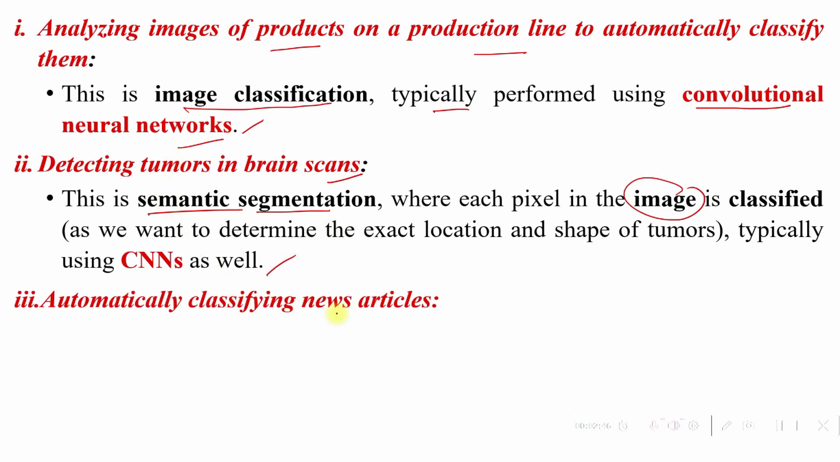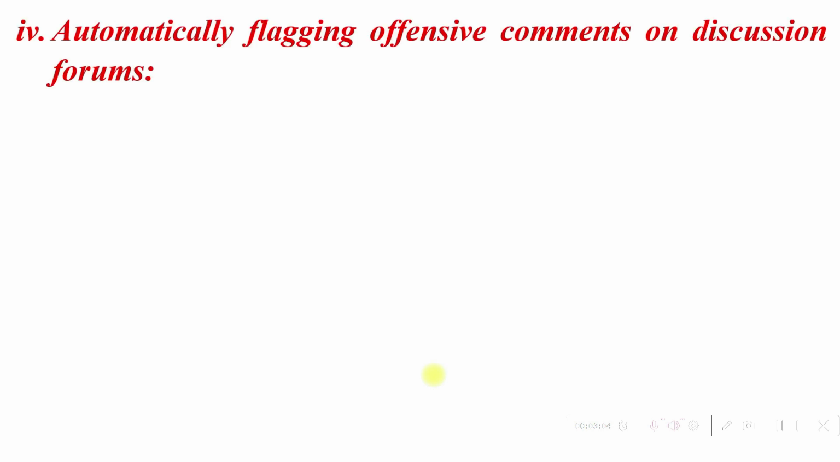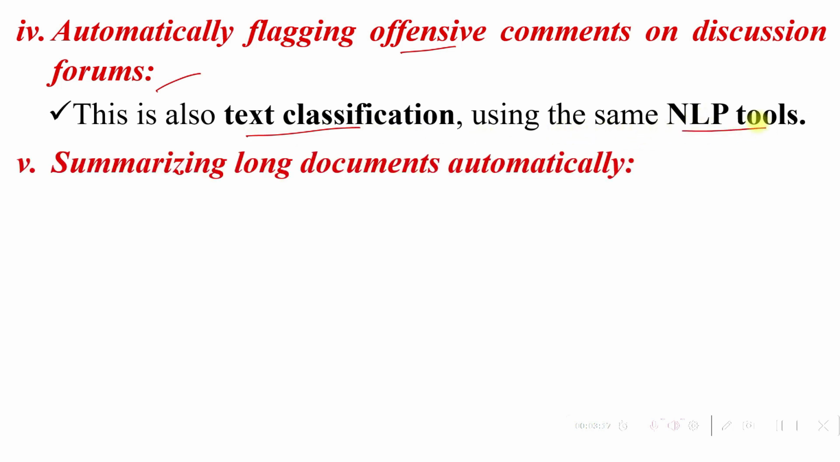Automatically classifying news articles. This is natural language processing, and more specifically a text classification technique, which can be tackled using recurrent neural networks, CNNs or transformers. Automatically flagging offensive comments on discussion forums. This can be solved by using text classification and some of the NLP tools.